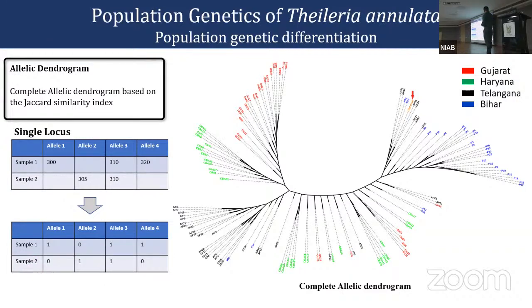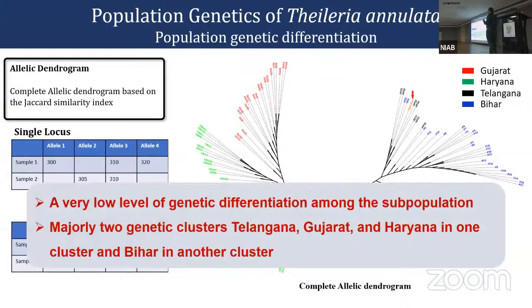And from there, we have generated this dendrogram, and you can see that these three populations, that is Gujarat, Haryana, and Telangana, are very close to each other, while the Bihar population is far from them. So it tells you that there are two genetic clusters, but there is a very low level of genetic differentiation among these populations.